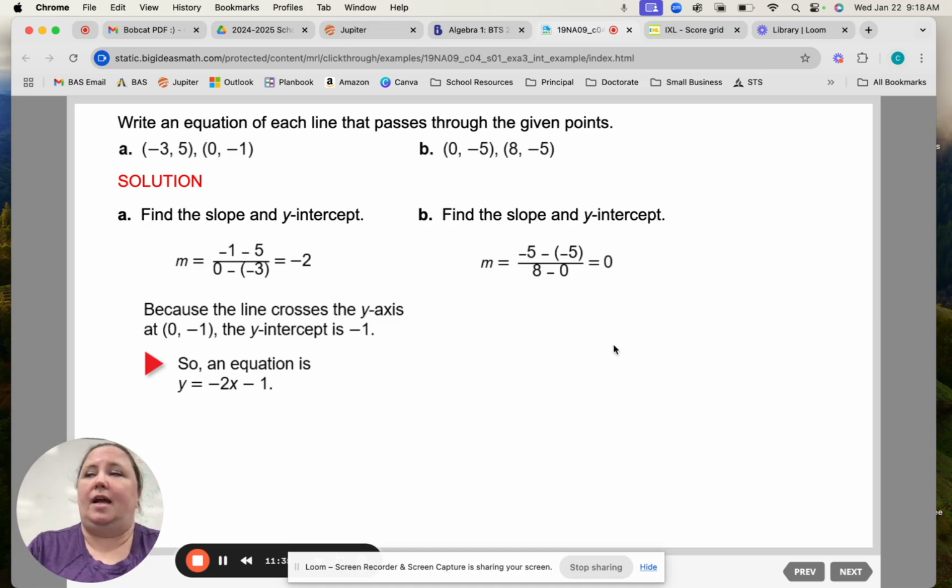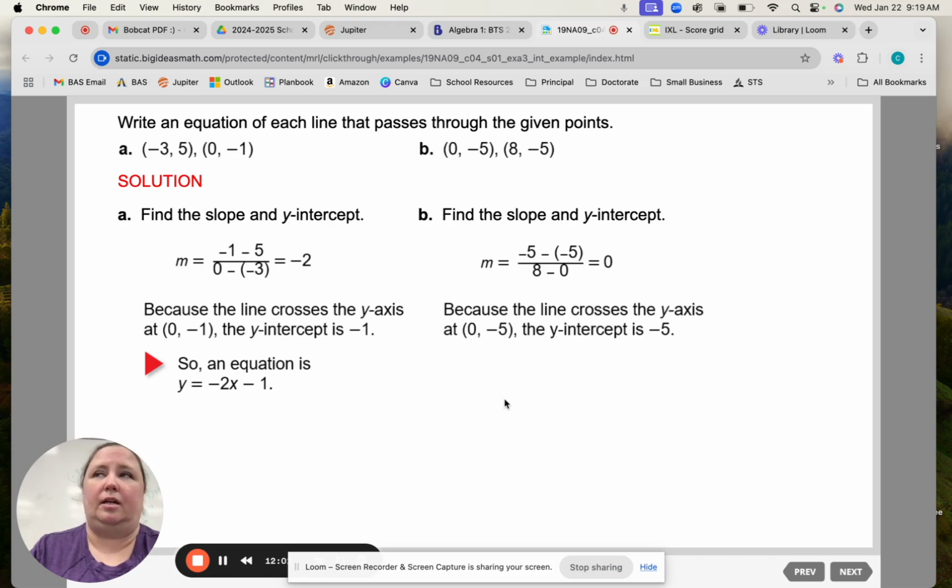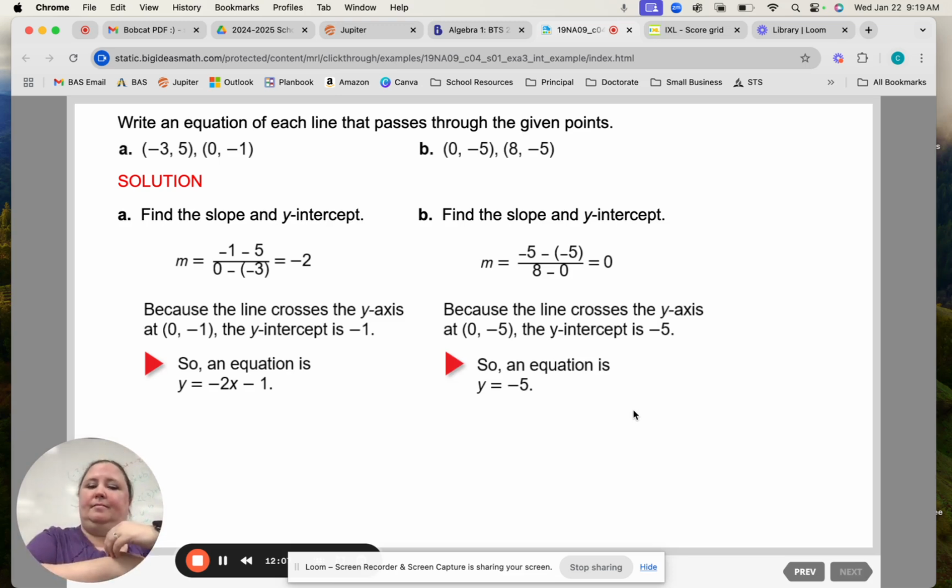So you have 0 over 8. Can you have 0 over 8? No, you just have 0. You can't divide 0 by anything. It's just 0. So our slope is 0. If our slope is 0, what kind of line are we looking at? Horizontal. Excellent. Can we tell what our y-intercept is? Yeah, because x is 0 right here. So our equation would just read y equals -5. Excellent. So the y-intercept would be -5, right? Yep.